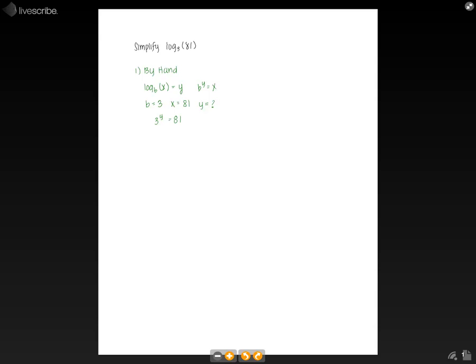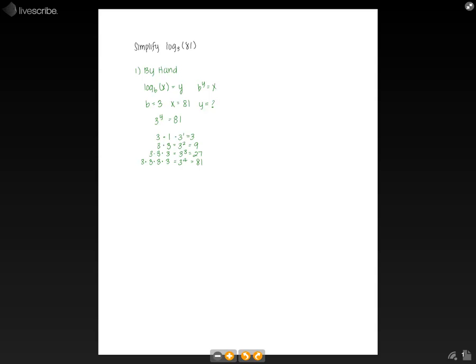So we have 3 times 1, which is 3 to the 1, which is equal to 3. So then we have 3 times 3, which would be 3 squared, which is equal to 9. 3 times 3 times 3 would be 3 cubed, which is equal to 27. And 3 times 3 times 3 times 3 is equal to 3 to the 4th, which gives us 81.